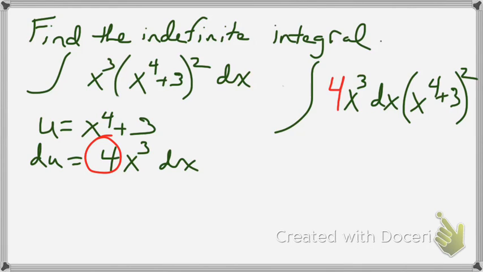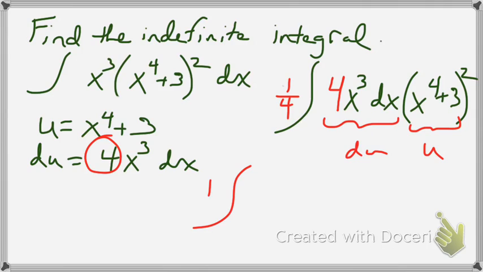So I'm going to write it in there because I do need that as part of my du. And if I'm going to multiply it in, I need to also undo it. Say, divide it out. And 4/4, of course, is 1. This is an okay thing to do. When we do, this is our du, and this is our u. I could rearrange it and call this u squared du.